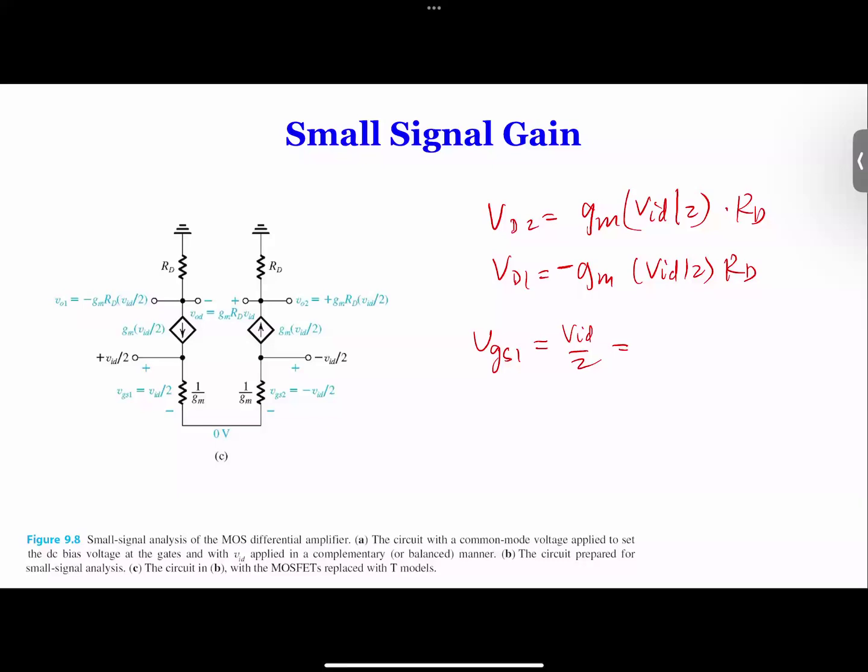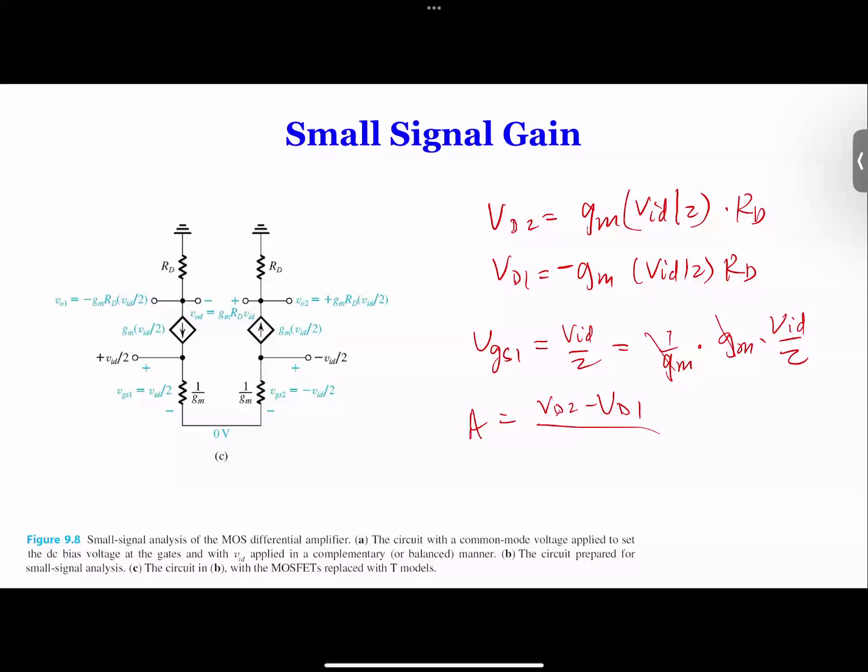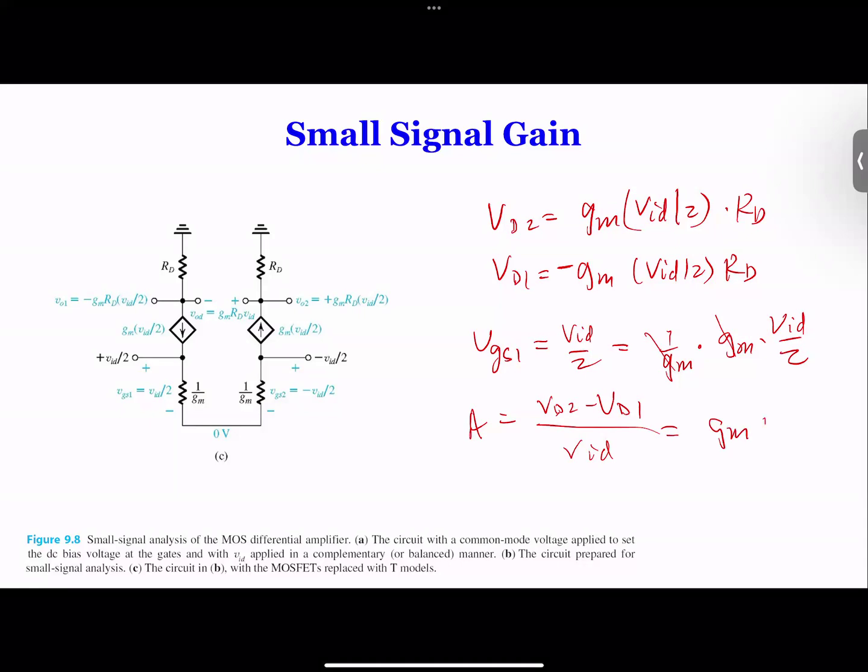Basically, this is simply 1 over Gm, which is resistance, times Gm times 1 over ID over 2. So you got this cancel, and you have exactly the same 1/2 VID. Then the gain A is equal to VD2 minus VD1 divided by VID. So you got Gm times RD. That's that simple, right?